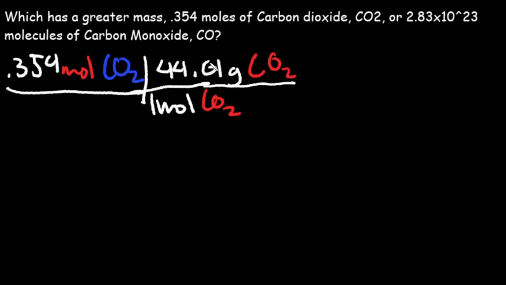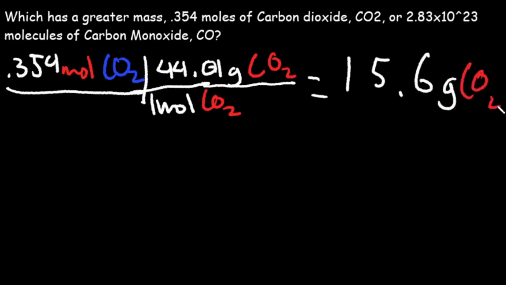The reason why I didn't add up carbon's molar mass plus 2 of oxygen's molar mass is because once you use these molecules enough, you just naturally memorize the grams for its molar mass. So once you do this, it'll be 0.354 times 44.01, which is 15.6 grams of carbon dioxide.